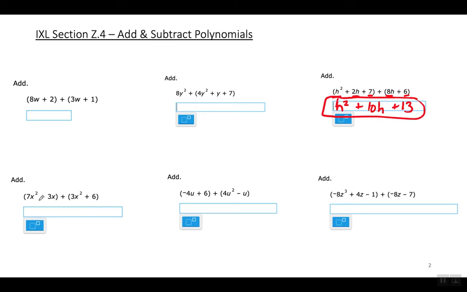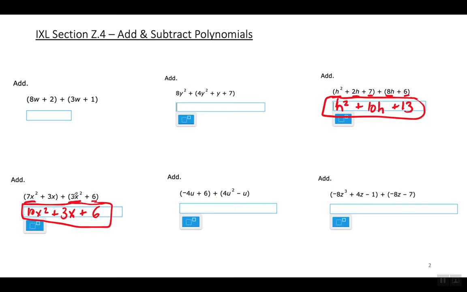All right, over here, the 7x squared, I can only combine it with something else that has x squared. So 7x squared plus 3x squared is 10x squared. The 3x, I can only combine it with something that has x, and there's nothing else that has x, so it stays by itself. And the 6, I can only add it with another number. There's no other number by itself, so the 6 stays by itself.